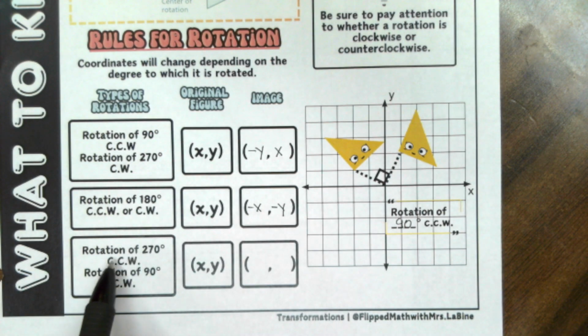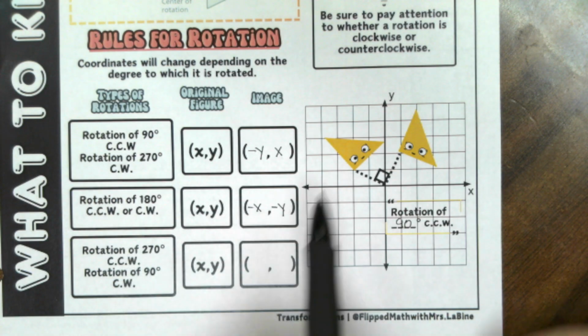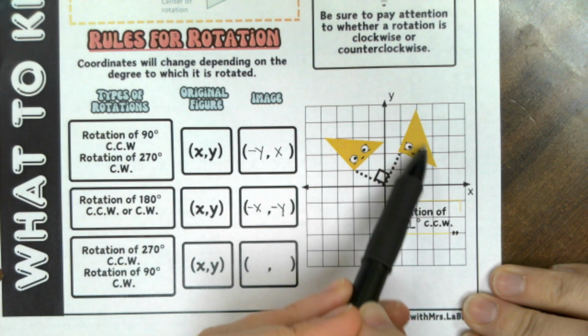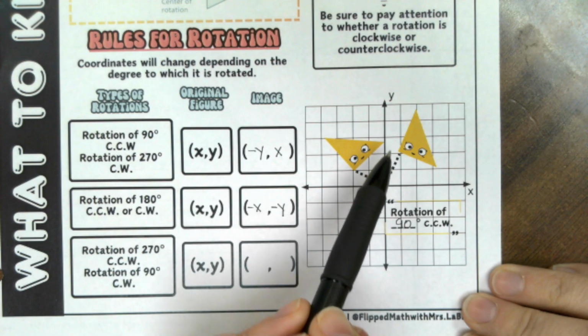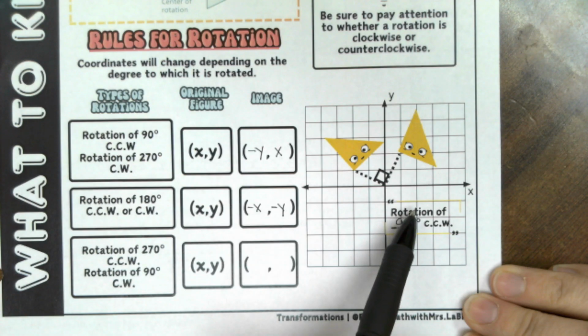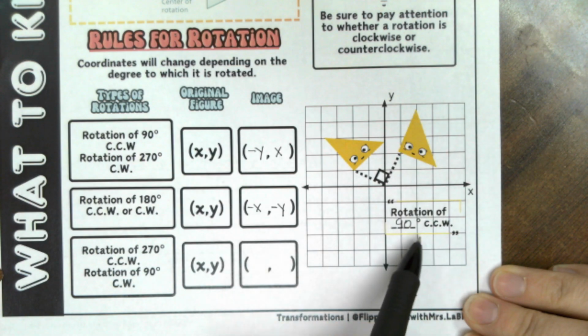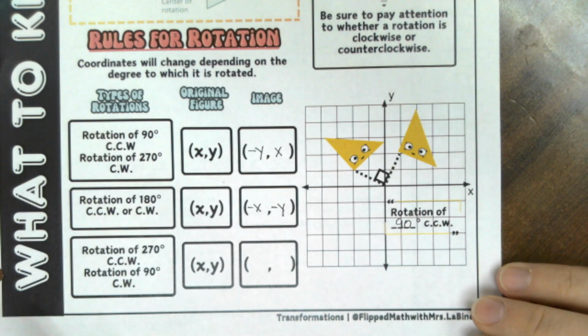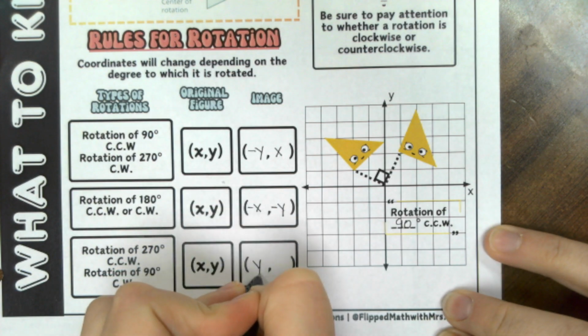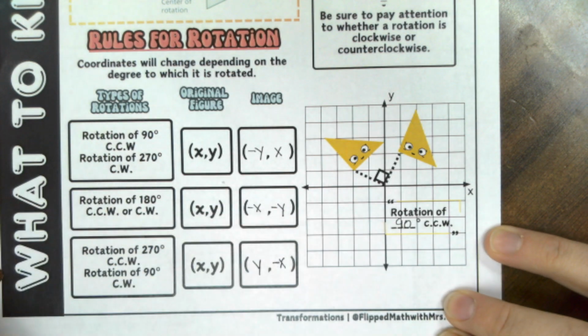Now we have a rotation of 270 degrees counterclockwise and a rotation of 90 degrees clockwise. That's what we were talking about earlier, where we went 90 degrees, then 270, but now we're doing it backwards. This is 270 degrees this way, and this would be 90 degrees this way. Then the original figure (x, y) becomes the image (y, negative x).